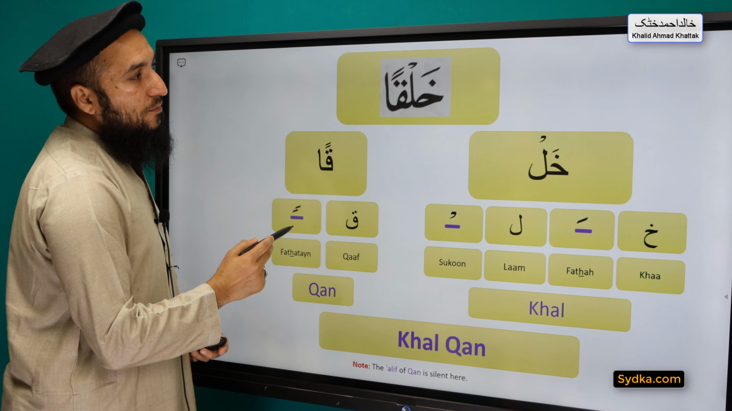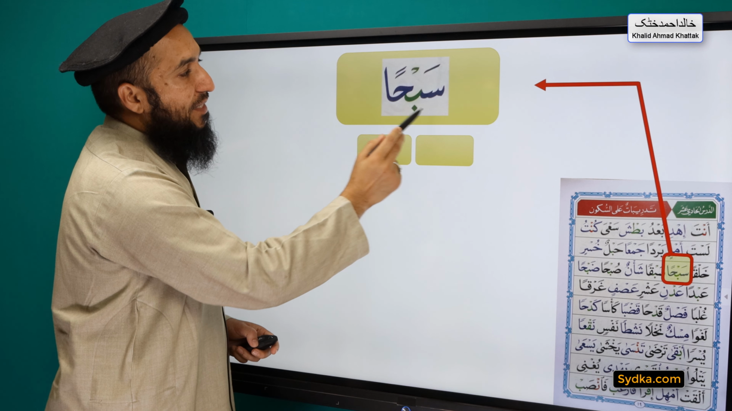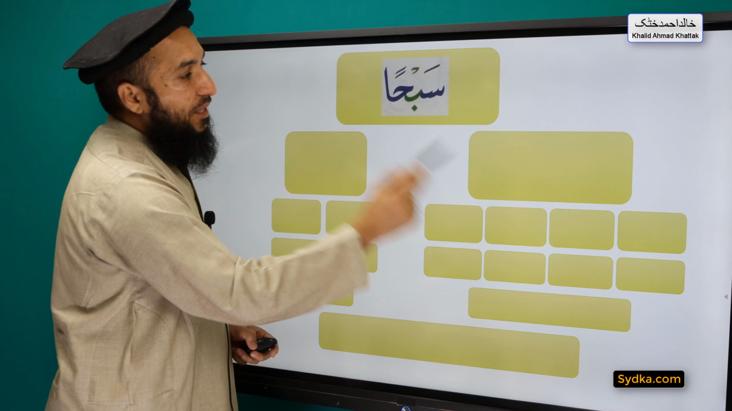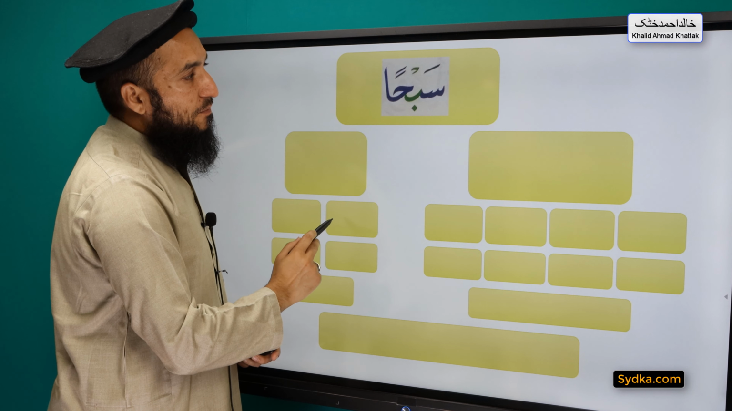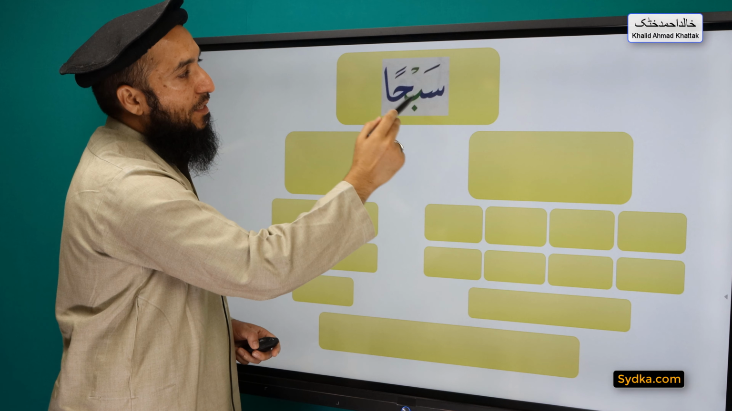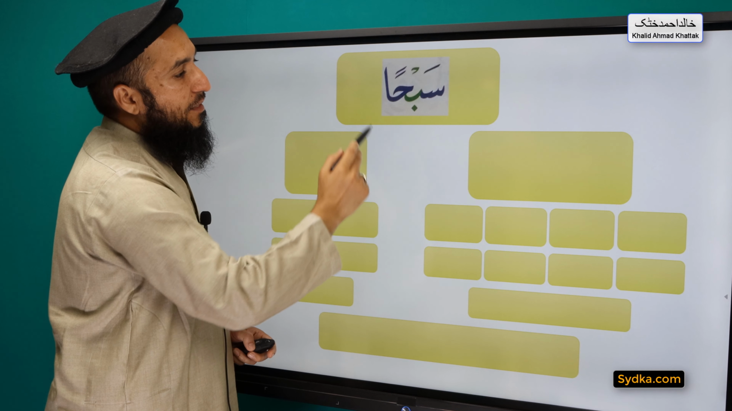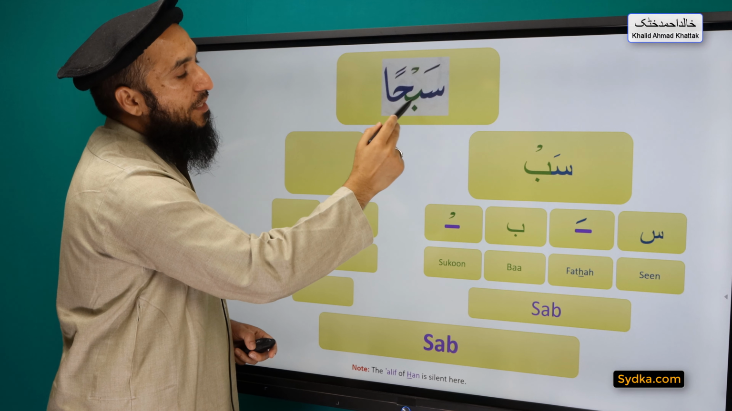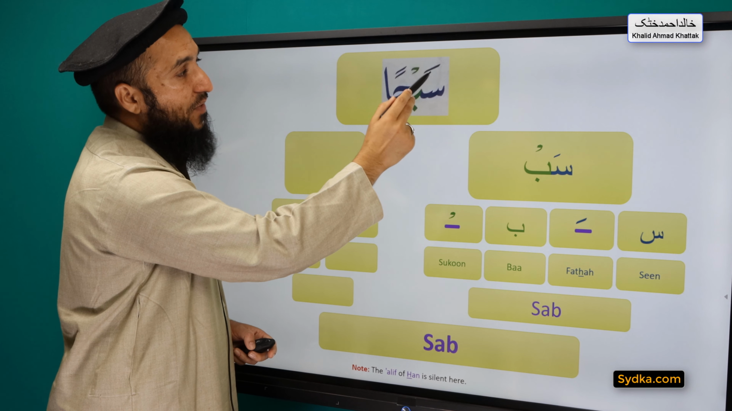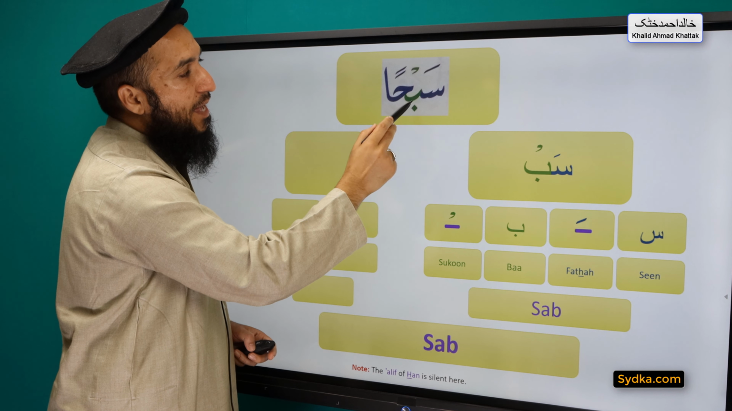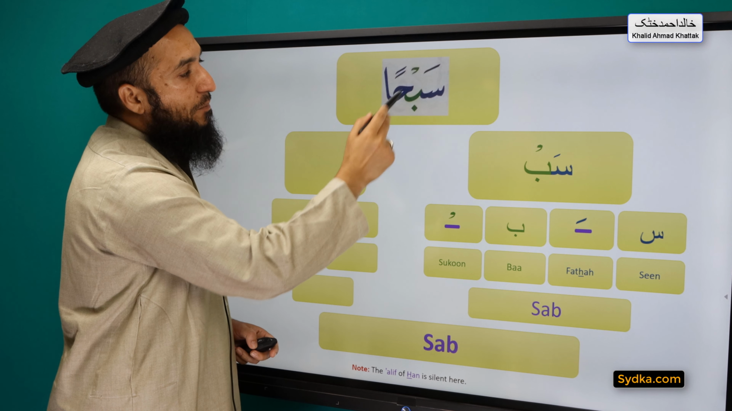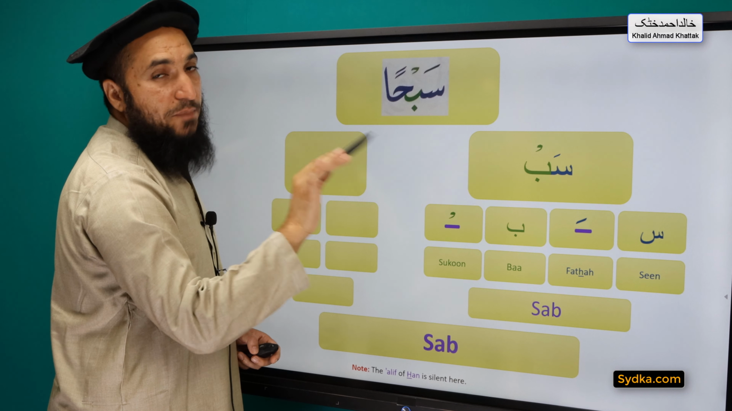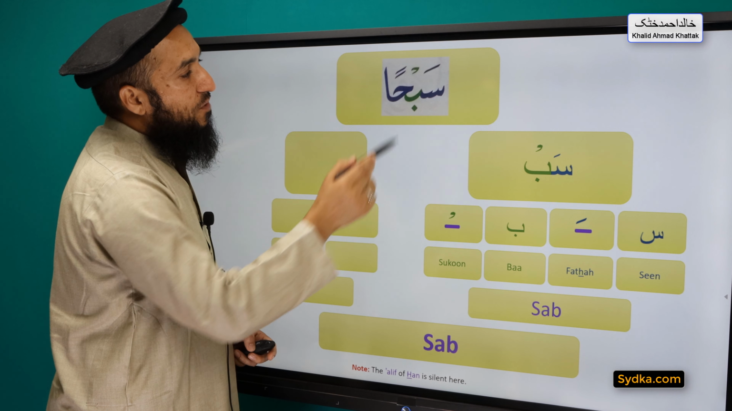The next word we have is sabahan, and it can be divided into two syllables. The first one is sab, the second one is han. So the first syllable is sin fatha ba sukun sab. Sin is a light letter, it has fatha on top of it, it is followed by ba, and ba has a sukun, and ba has the property of qalqala, that's extra bouncing and vibration of the makhraj.